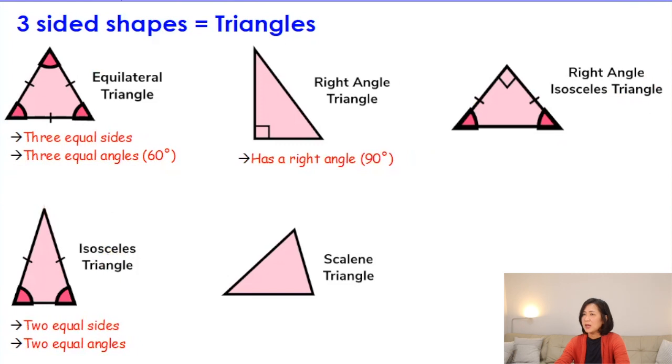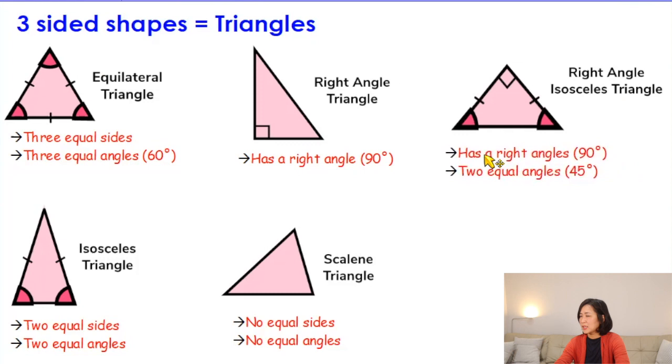Then now irregular, a scalene triangle, has got no equal sides and no equal angles. Then finally, you can see it has a right angle and it's isosceles. That means one of the angles is 90. The other two identical angles can be, yes, right, 45 each, right? So these are all the types of triangle.